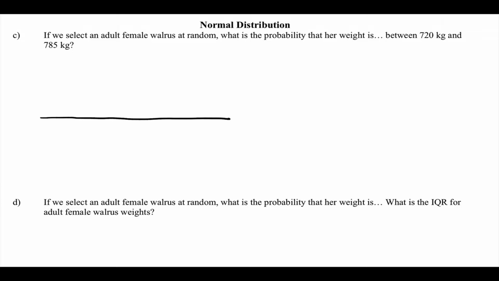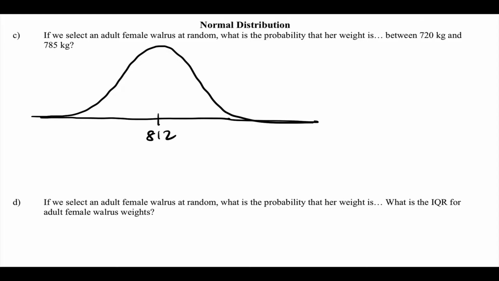First thing I've got to do is draw and label. Start with the mean. It's still 812. This one has two numbers, so I've got to graph both of them. 720 is over here, 785 is over here. My shaded area for this one is actually going to be in between those two. It won't be on the edge like it was on the last two. That's what I want to know right there.